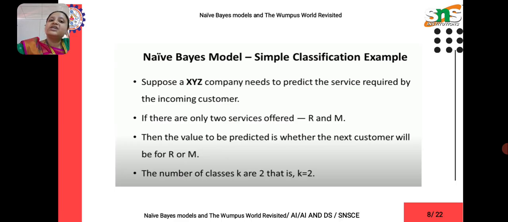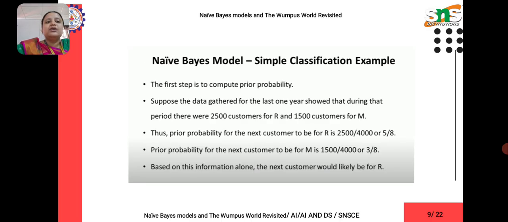Okay, now for this Naïve Bayes model, let's take a simple classification example. Suppose an XYZ company needs to predict the service, that is, how the process is being executed. Now we have two companies, R and M, and the value of K is 2. Now the first step is to compute the prior probabilities. Say for example, they have gathered some information from the data where 2500 customers opt for R and 1500 customers opt for M.